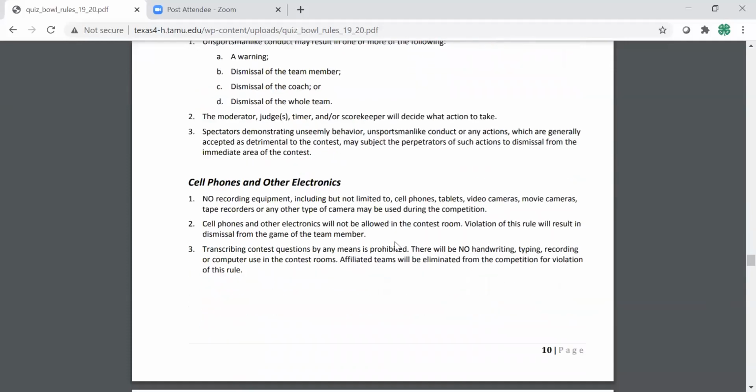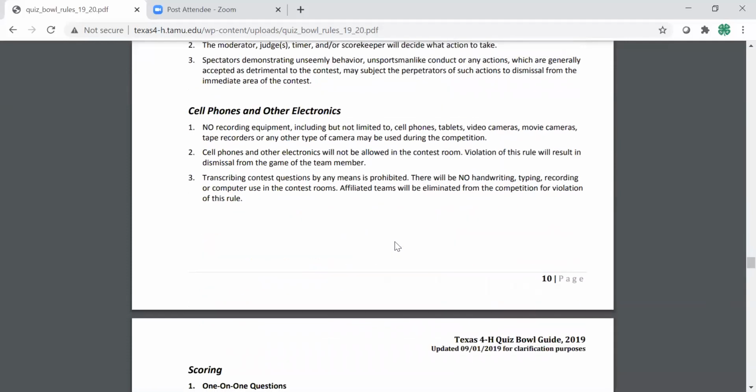Obviously, code of conduct is always upheld in all of our contests. No cell phones or other electronics. Judges won't have cell phones in there, but neither will the coaches. So none of the youth can have a cell phone. We don't want smart watches, anything like that, and we'll ask the same for our coaches. We also won't allow you to bring in a notepad and write down questions or anything like that.